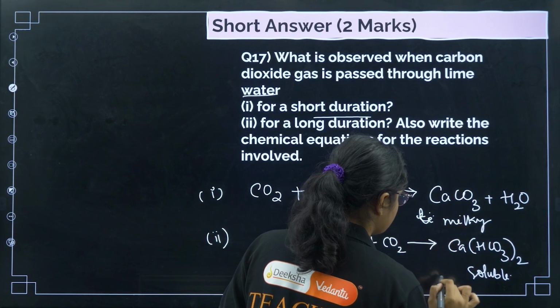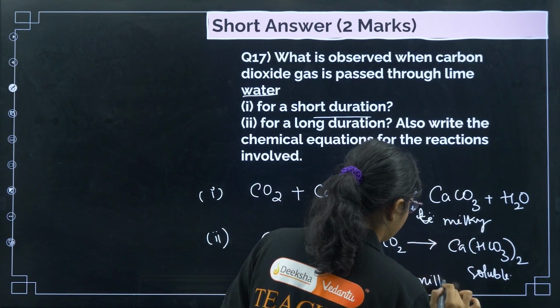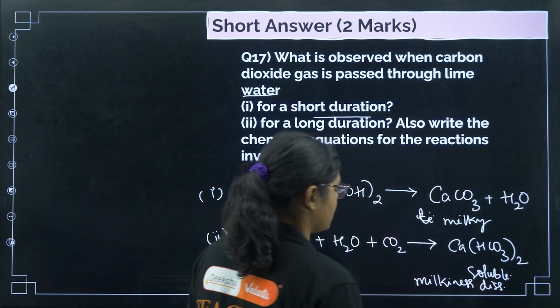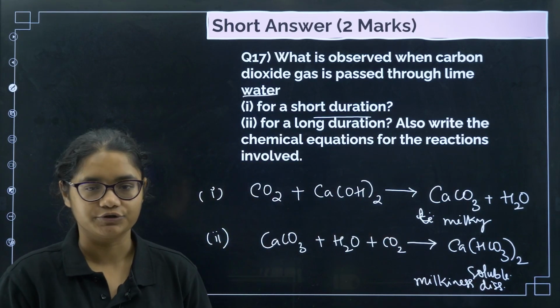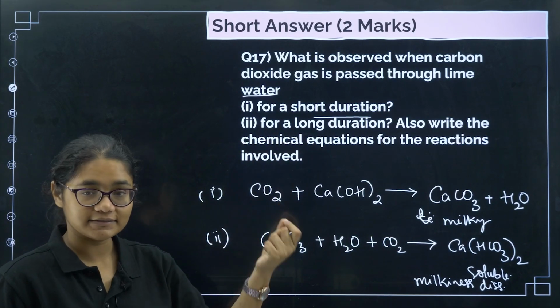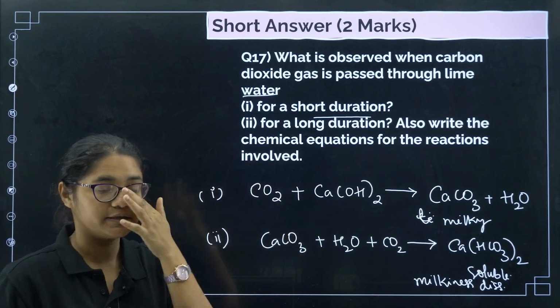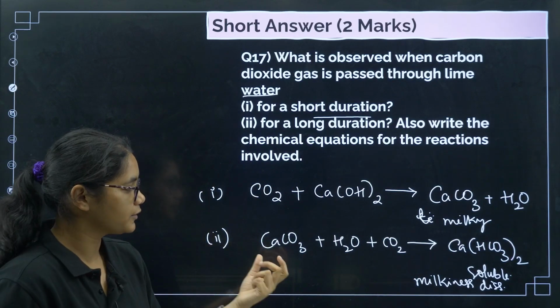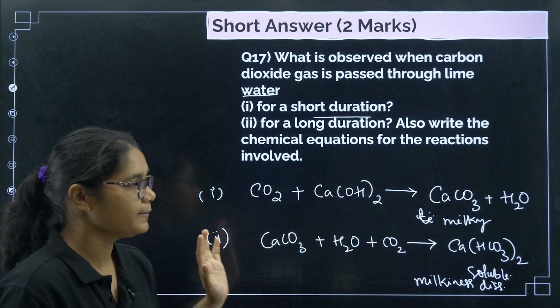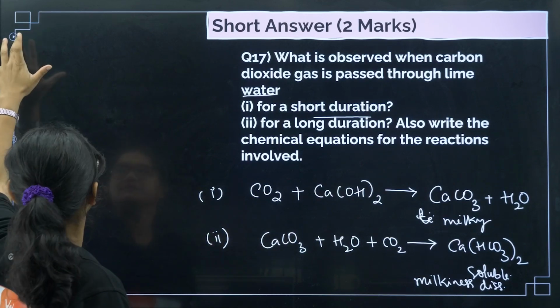Okay, and here this milkiness disappears. Okay, it becomes a clear solution again. So first you need to write, for a short duration it turns milky, for a long duration it does not, you can write it becomes a clear solution. Then you can write the two equations here. Okay, so 2 marks again we can get easily.